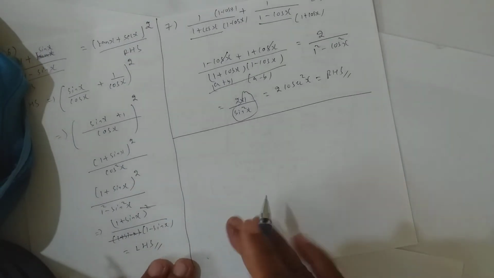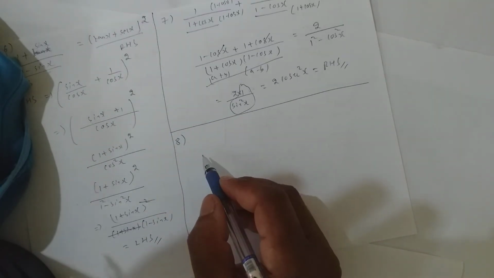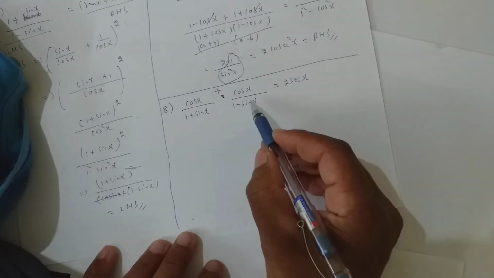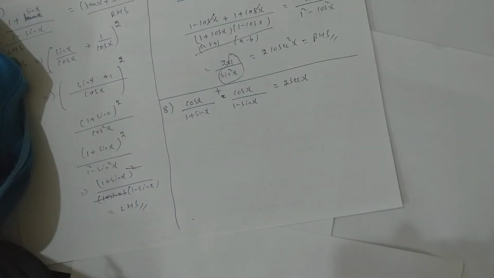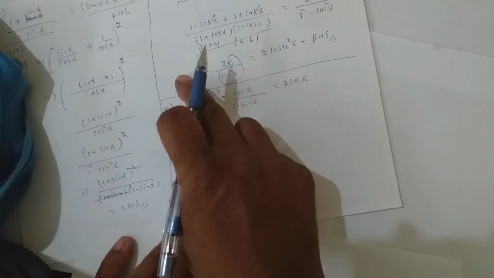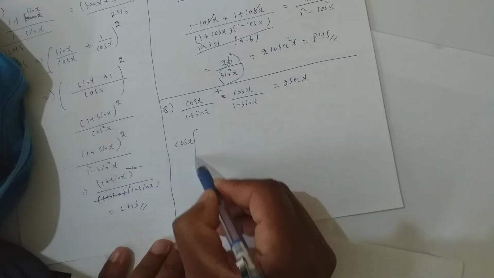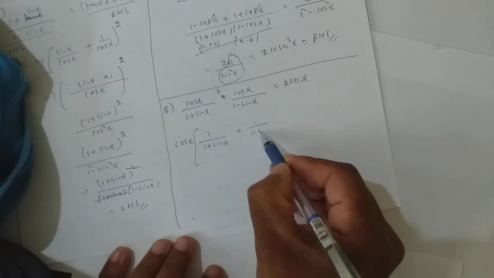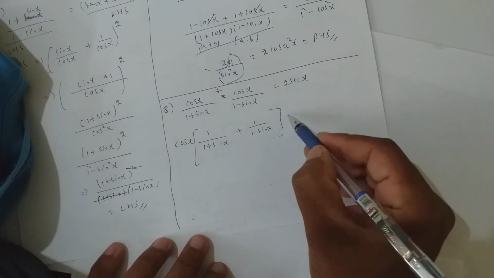Now look at next sum. Now in this sum also cos x by 1 plus sin x plus cos x by 1 minus sin x equal to 2 secant x I need to prove. Here also I need to take the LCM and proceed as we did in the last sum. But you can observe cos x can be taken common. Now if you take LCM and do, it will become simpler. Plus 1 minus sin x. Isn't it? It is looking simpler now itself.